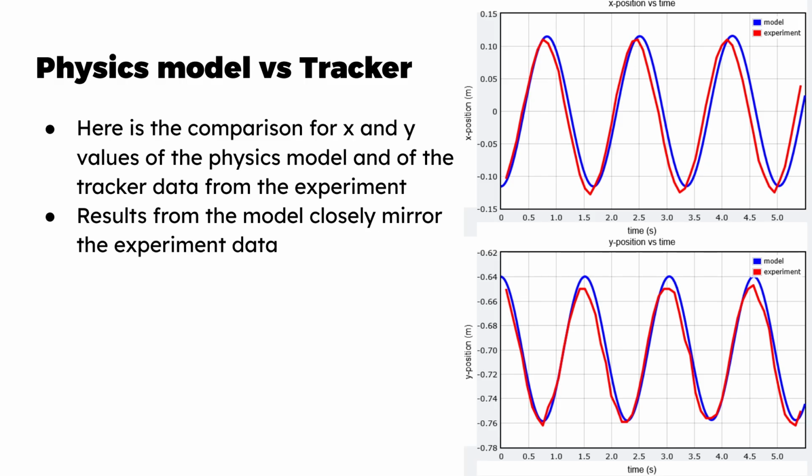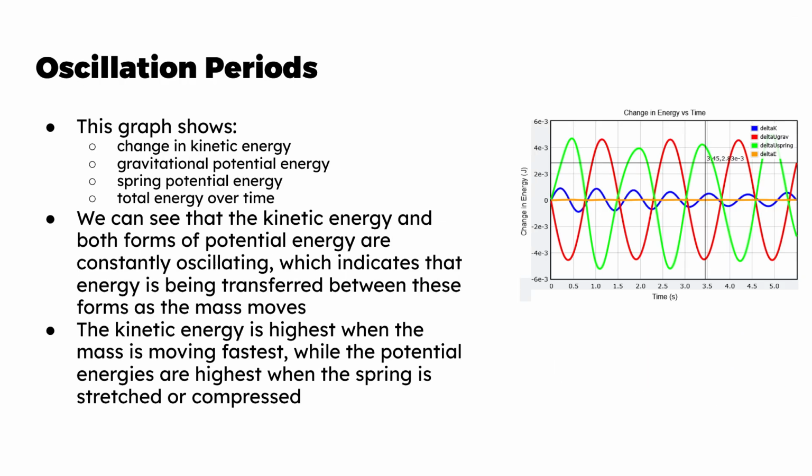Physics model versus Tracker. You can see there are two graphs for X position and Y position versus time. In red is the experiment Tracker data, and in blue is the model. The blue is a lot smoother because the physics model is basically perfect and has no other external forces or errors in tracking it, while there could be small errors in tracking, like not clicking the center of the mass perfectly every time. But overall, the results from the model closely mirror my experiment data, so I say that this is a success.